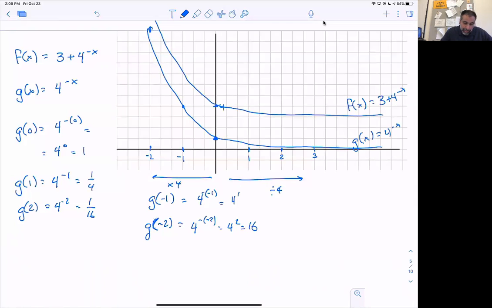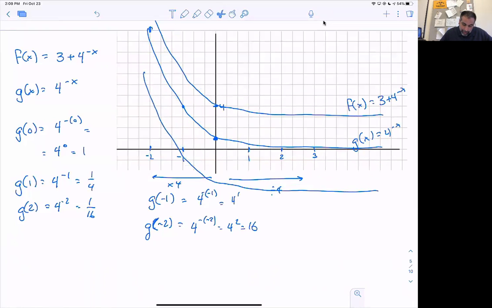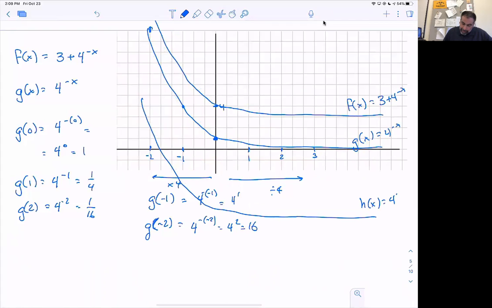If we subtracted from it, that transformation would behave in the opposite direction. It would actually move it down. So this could be something like h of x equals 4 to the negative x minus 5, something like that, okay, because we just move it down.